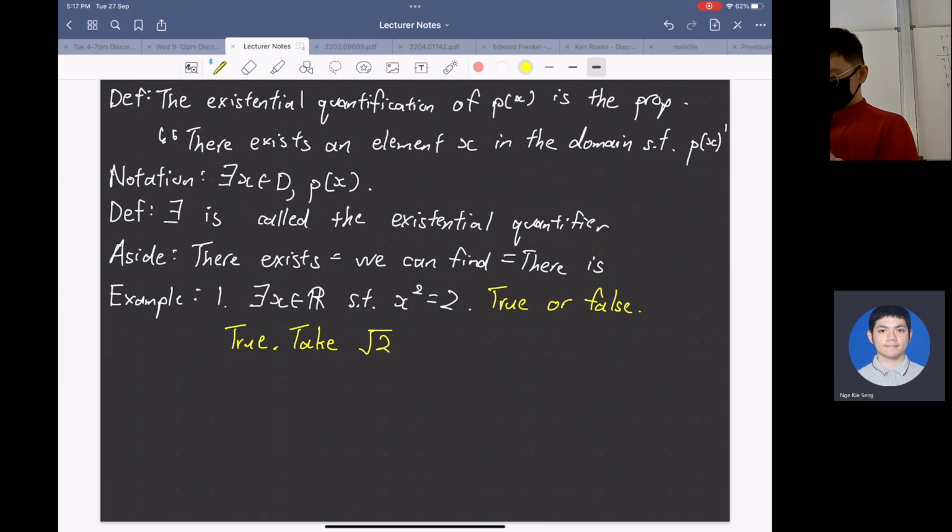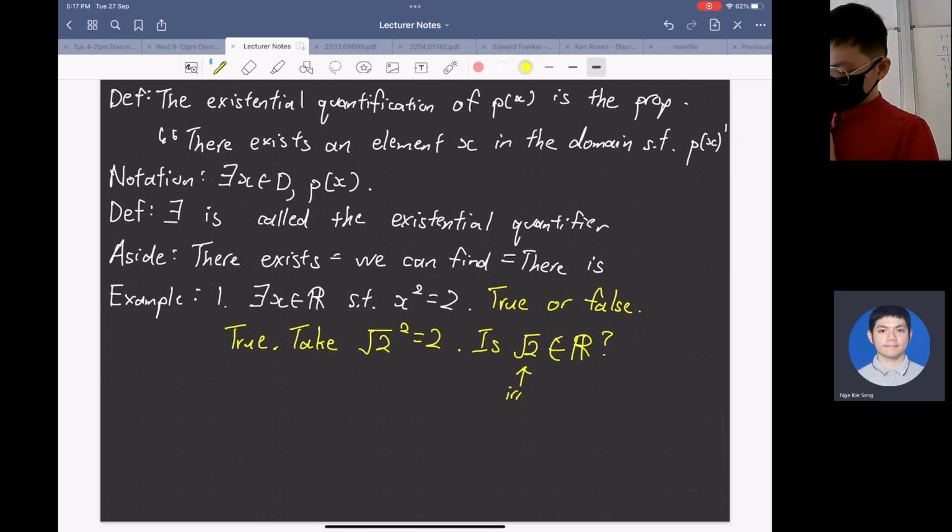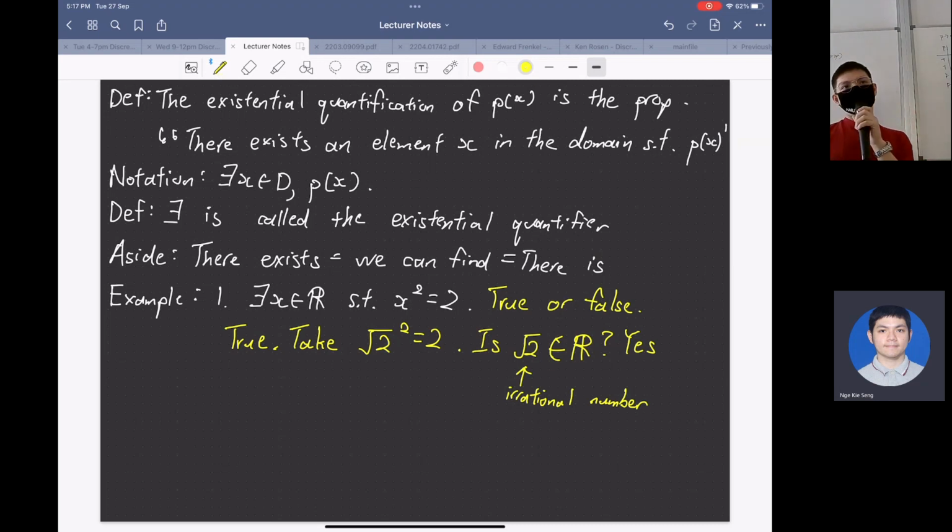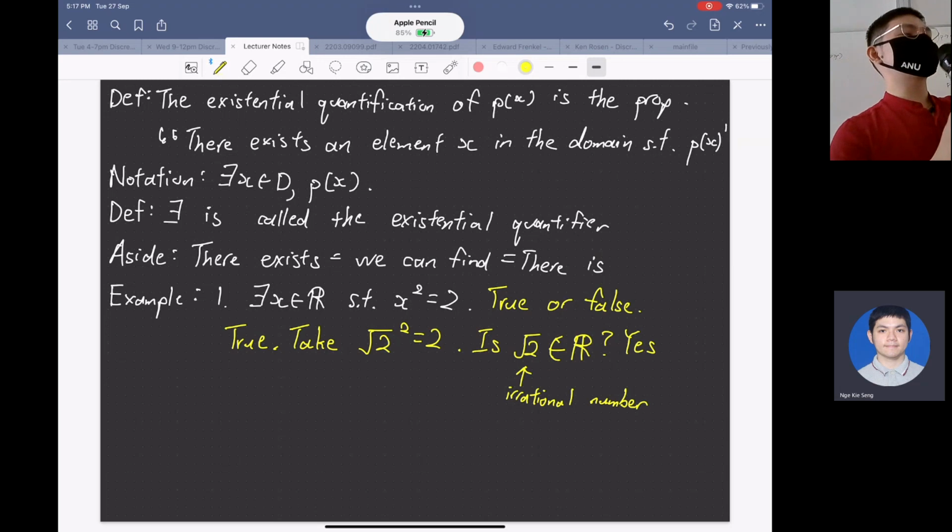Someone asked, is square root 2 in R? Yes. So this is an irrational number. An irrational number is in R. About this square root 2, there's a story. Do you want to hear the story? Okay.